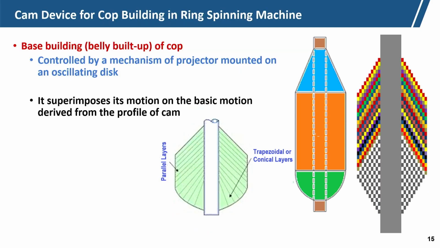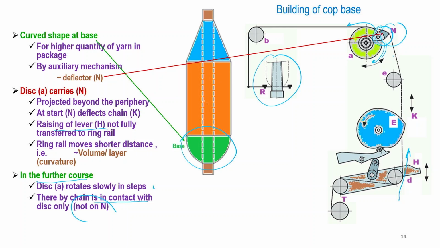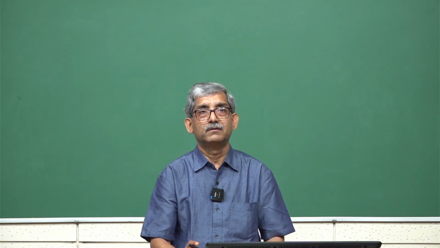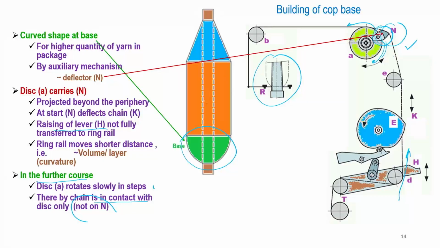Now, before that, let us see the animation of this building motion. Here we will see how this cam motion gets transmitted to the ring rail motion.